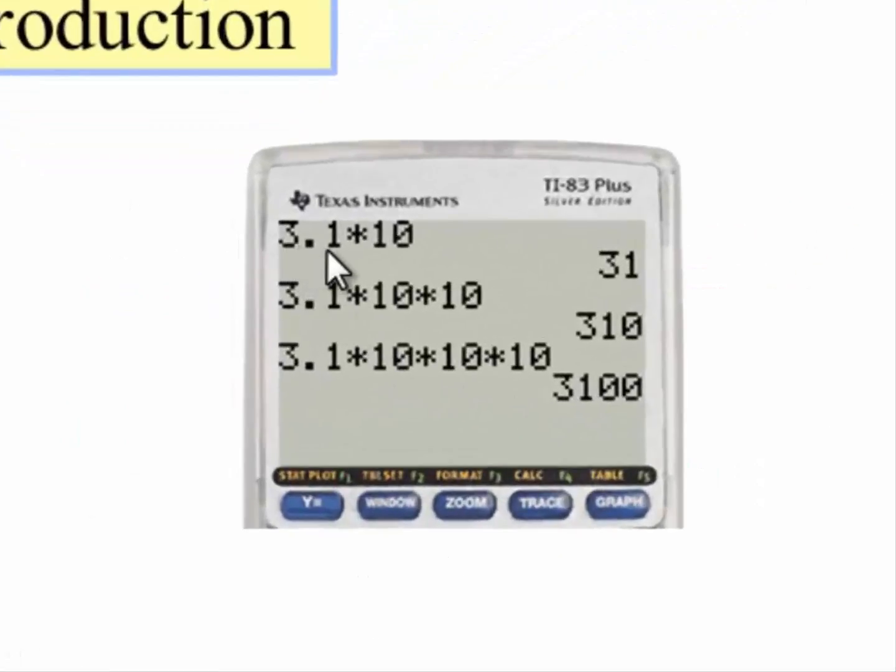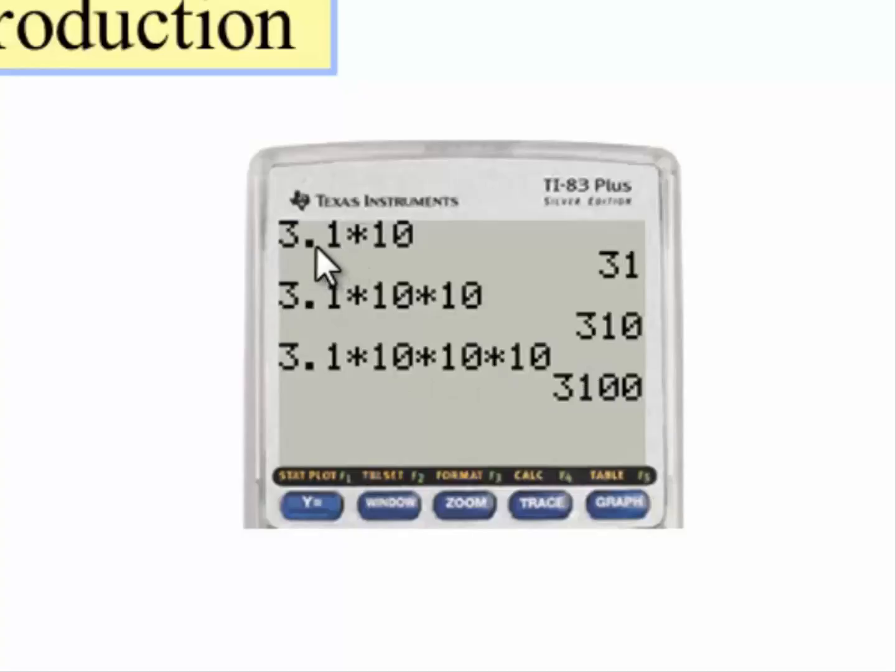If we have 3.1 and we multiply it by 10, we get 31. If we have 3.1 and we multiply it by 100, we get 310. If we take 3.1 and multiply it by 1,000, we get 3,100. When we multiply by powers of 10, we simply move the decimal place to the right.